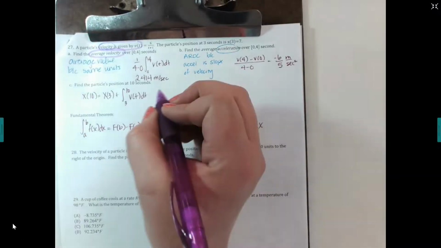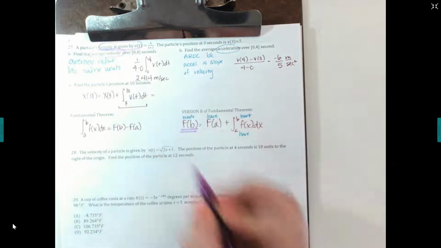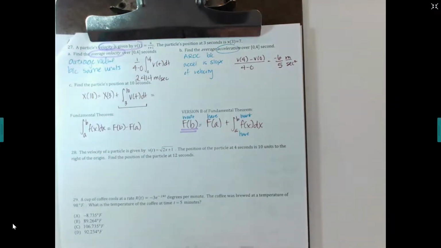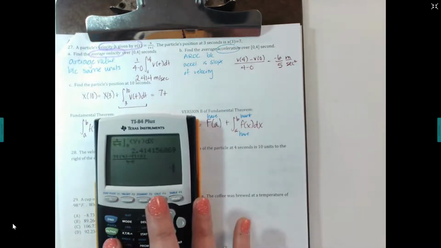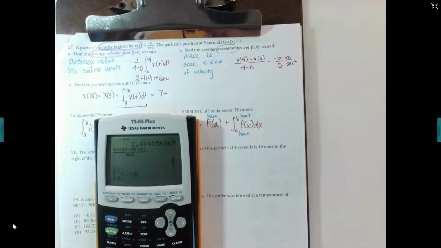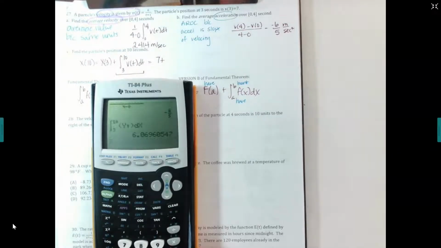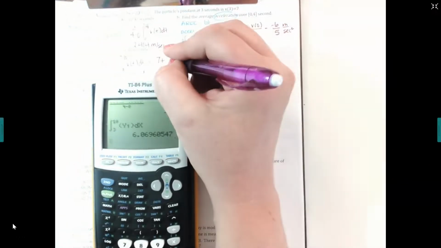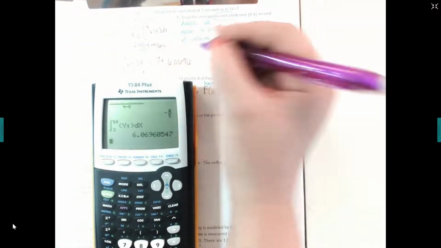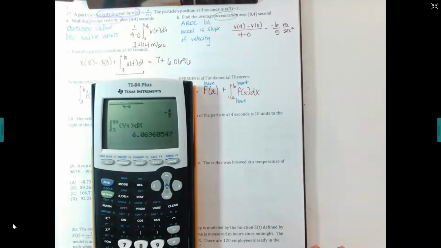7. And then what am I going to do with this part? Put it in the calculator. So I would do 7 plus, and then I'm going to calculator math 9, 3 to 10 of the function y1 over dx. That's going to tell me how much my position changed. 6.0696. But is that the answer? No, what do I have to remember to add? X of 3, which is a 7.